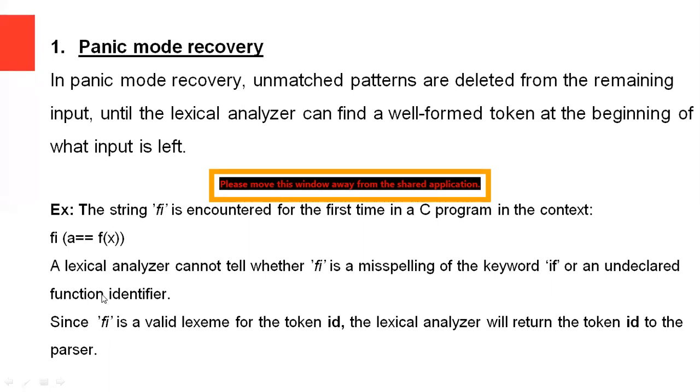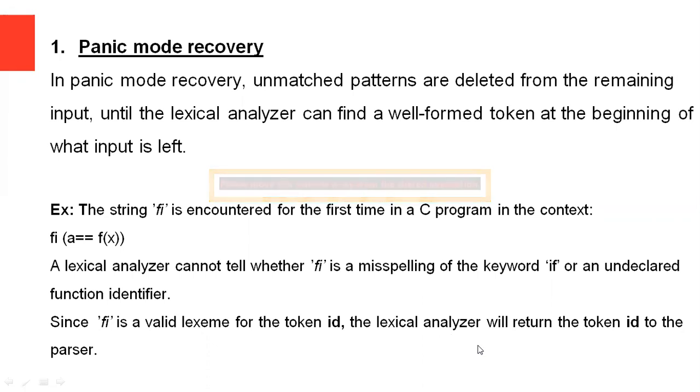So when compared to lexical analyzer analysis, fi is a valid lexeme for the token ID, and the lexical analyzer will return the token ID to the parser. So generally, without specifying the lexical error, it directly generates a token ID for the parser, stores it in the symbol table, and it is sent to the parser. Parser means it is the second phase of a compiler. That is the second one.